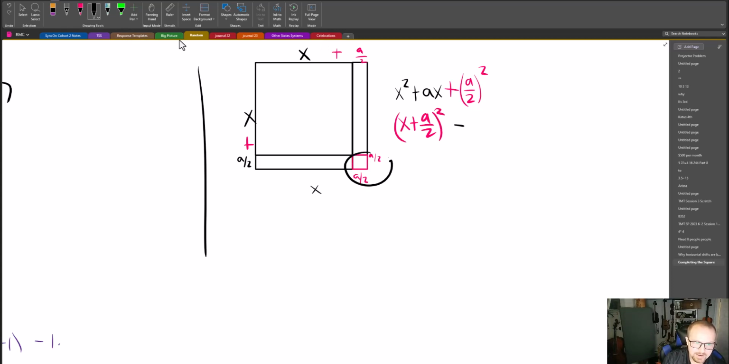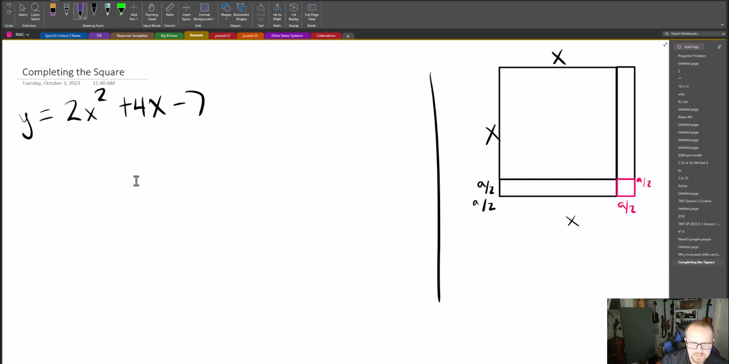And what's the area of this square by itself? Well, the area of a square is the length times the width, right? Or the side squared. So let's just write (a over 2) squared. And this is now a completed square.